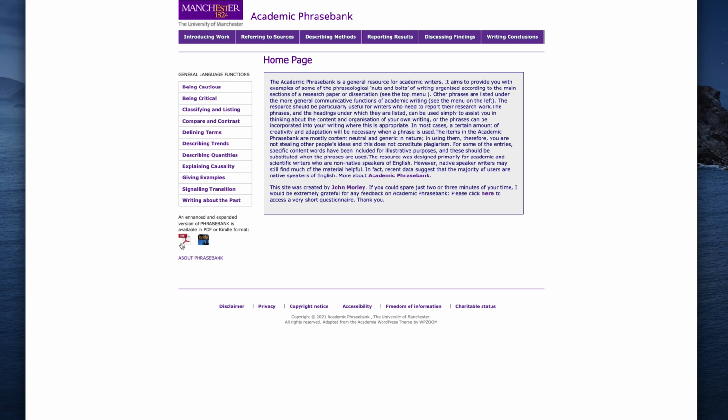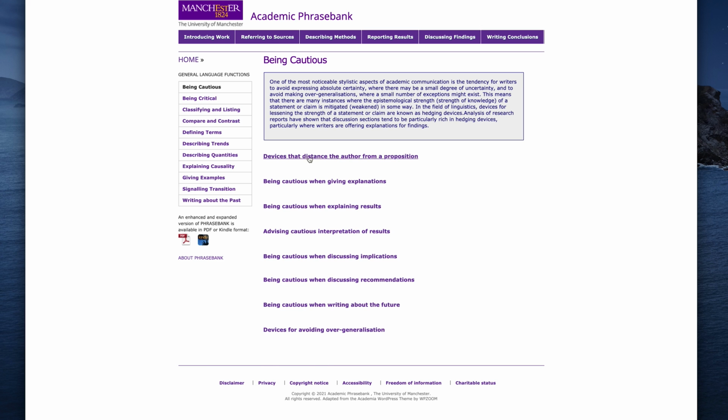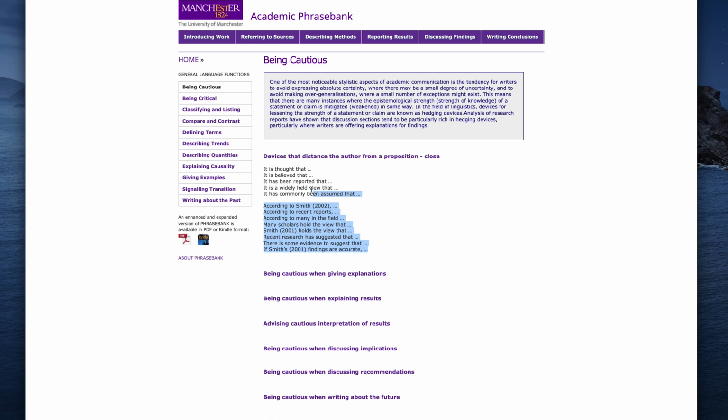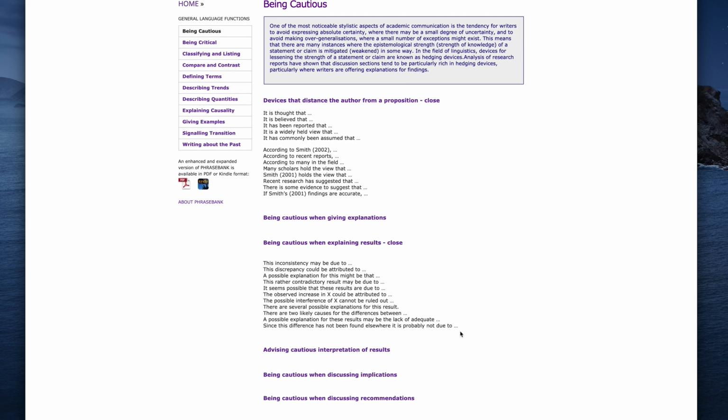There's also a PDF version of this phrase bank. So if we have a look at being cautious, you can see a variety of phrases or sentences that you could use just below. If you're being cautious when explaining results, you can then have a look here, and you can see that there's also some recommended suggestions for phrases as well. The great thing is that this is all accessible via PDF, it's all free, and students can start to become a bit more aware, and you could be guiding the students towards what's more suitable for academic language.